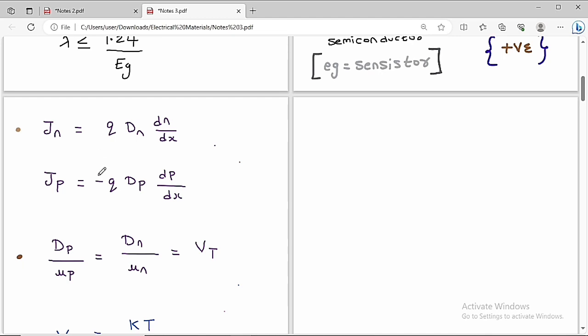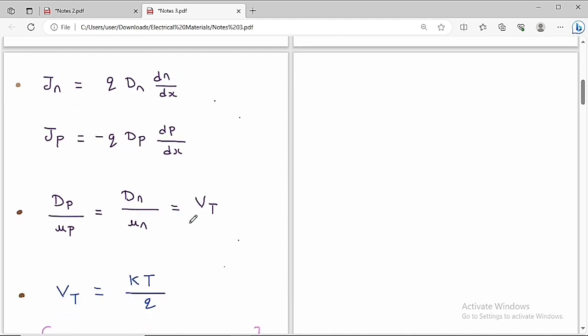So both are having opposite nature. Here, the diffusion coefficients Dn and Dp are basically constant values. Okay? And this is called the Einstein relationship.